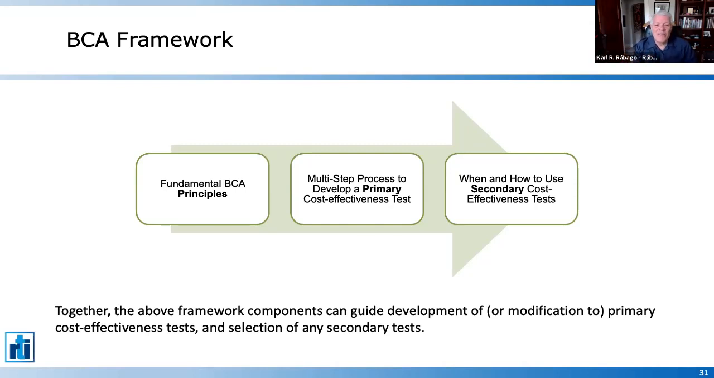We're going to start by going through our fundamental BCA principles. We're going to go through a stepwise process to develop that primary test. And then we're going to explore when and how we might use the secondary cost effectiveness evaluation.